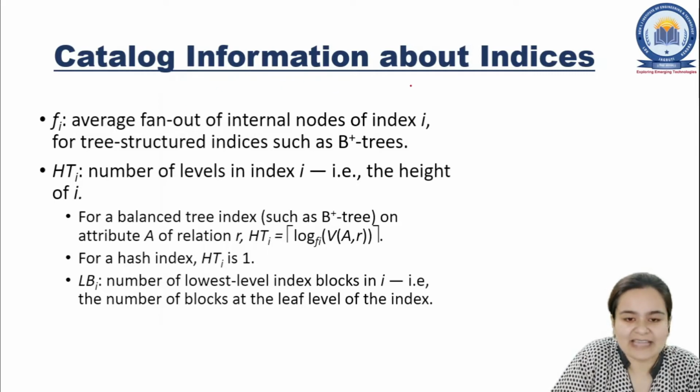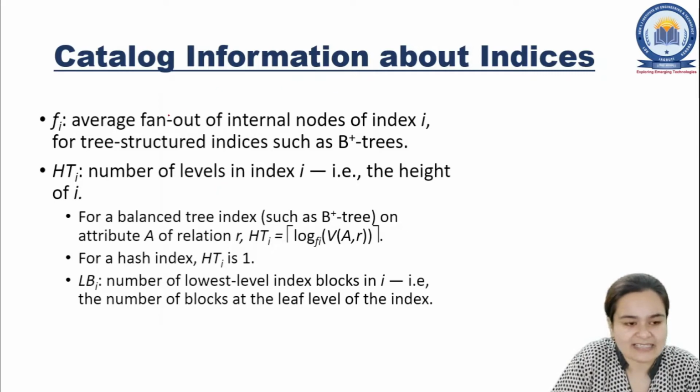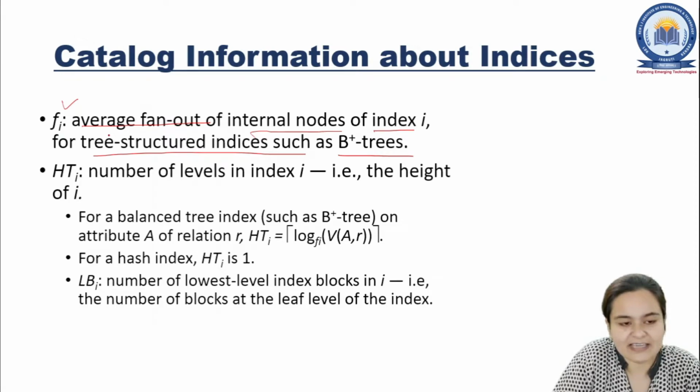Now coming to the catalog information about the indices that we use, we have f of I, which represents the average fan out of internal nodes of index I. For tree structured indices, such as a B plus tree or B tree, f of I takes the average fan out of the internal nodes of index I. And HT of I is the number of levels in index I, that is, the height of I.